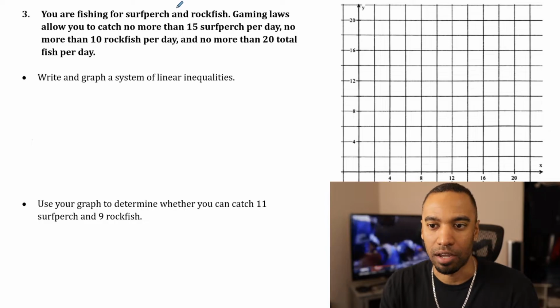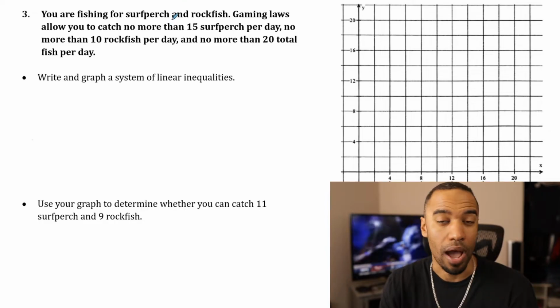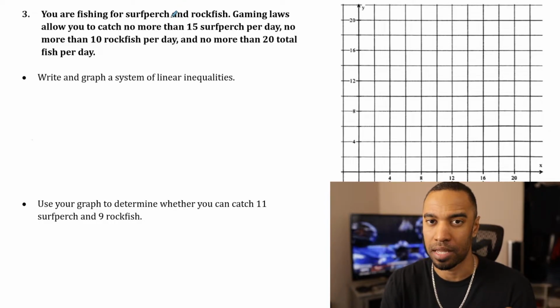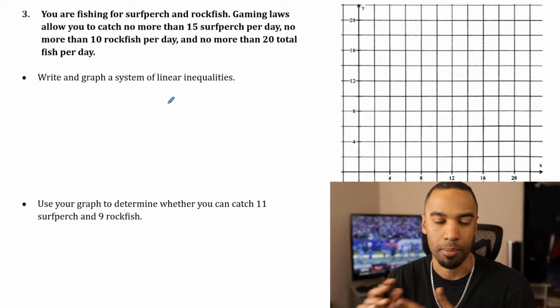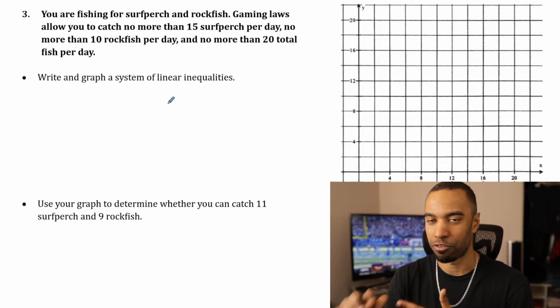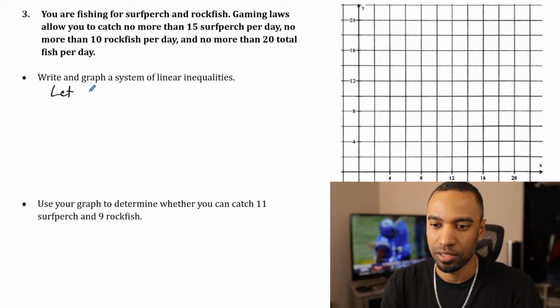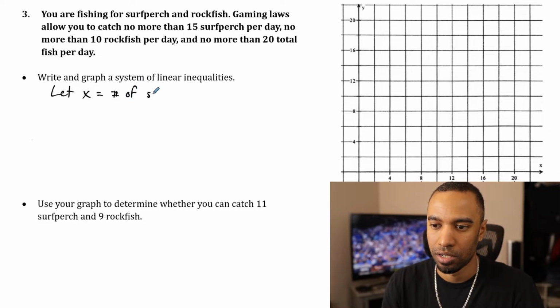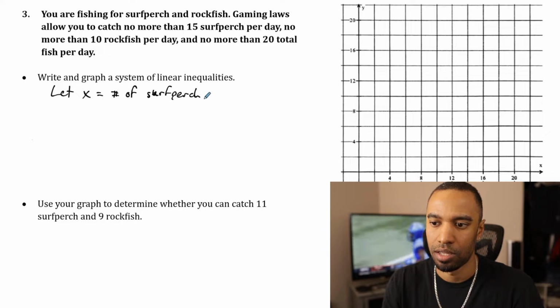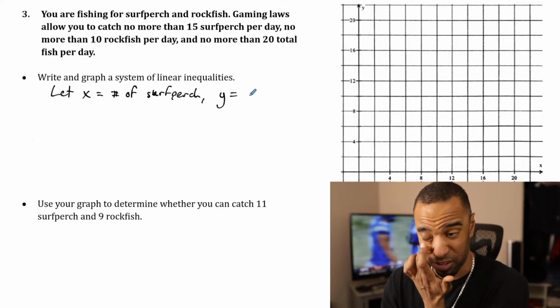this is all about number of rockfish. We don't know how many rockfish and surf perch. We don't know how many, but it's not about cost. It's not about weight. It's just all about number of. Every bit of this inequality set is going to be about number of. So let's let X equal number of surf perch caught. I'm just going to write number of. Hopefully that's okay. And let Y equal number of rockfish.